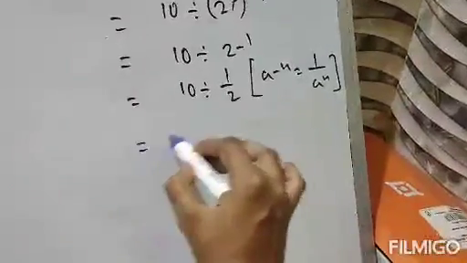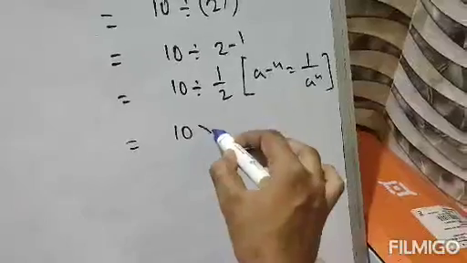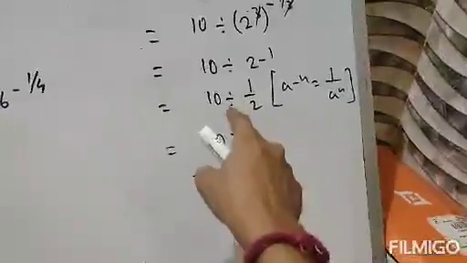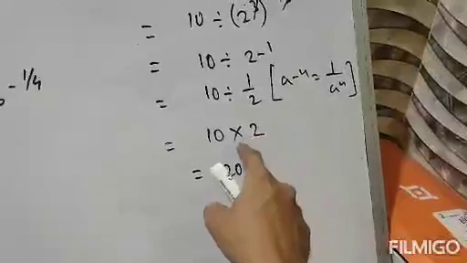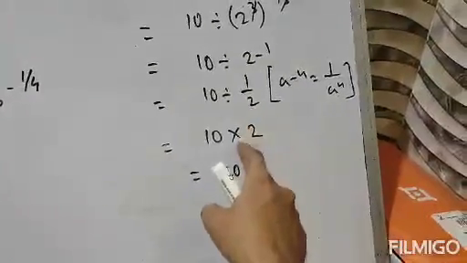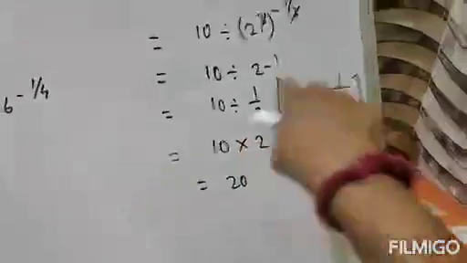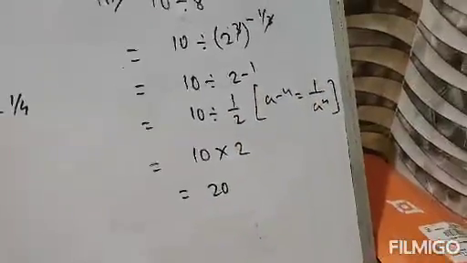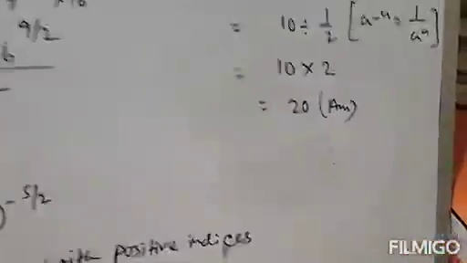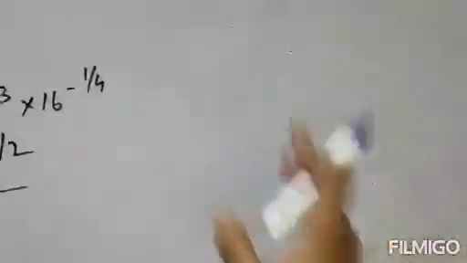Clear? Next, the answer is 20, because from division we have converted this into multiplication, and from division to multiplication this 1 by 2 will get reversed. This is the rule of division. That means 2 into 10 equals 20. This is the answer. Clear? Next, question number 7.